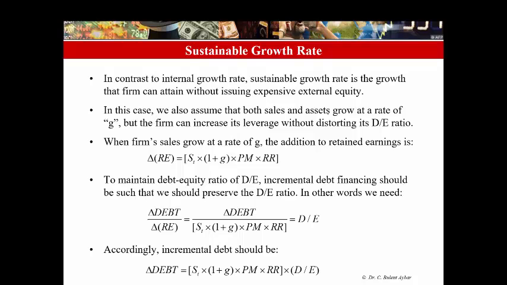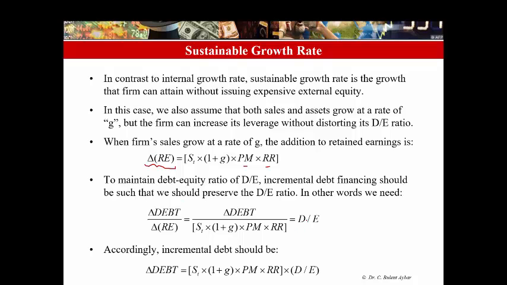However, our new debt issue has to be at a level that is not going to distort the debt equity ratio of the firm. That is, the new debt issue has to be at a level that will not change the firm's leverage. So, from our previous equation, we learned that the addition to the retained earnings is equal to sales times 1 plus G, which is the new level of sales, times profit margin times retention ratio. So we are assuming that neither profit margin nor retention ratio is changing.